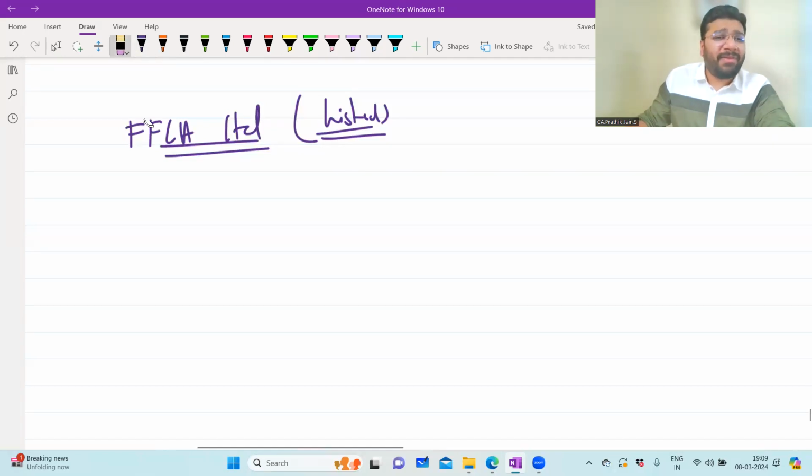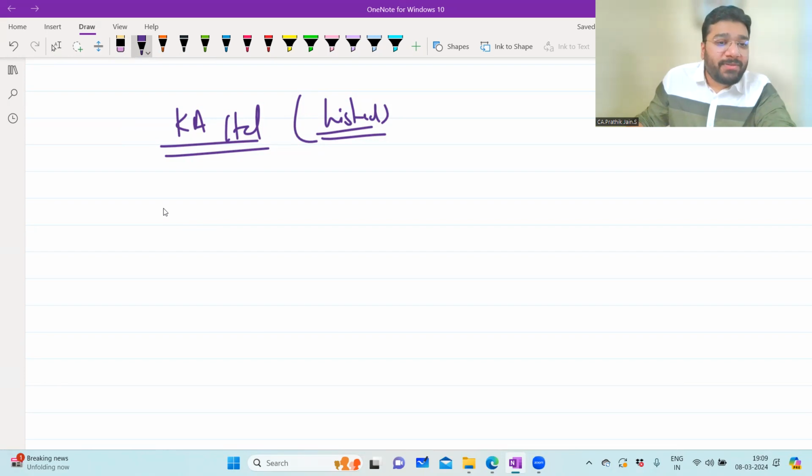Why am I giving example of FFL here? This is calculation. Anyways, so let's suppose Akhil is one of my shareholders. Akhil.